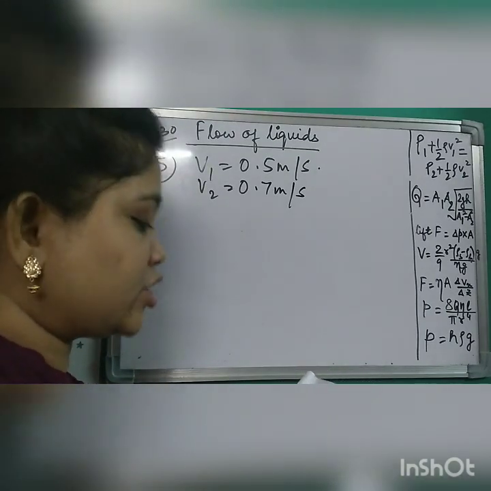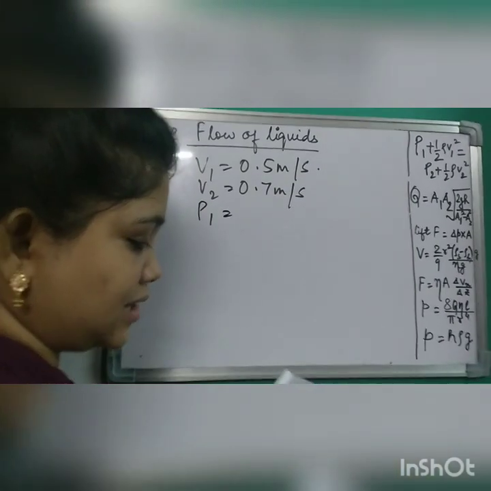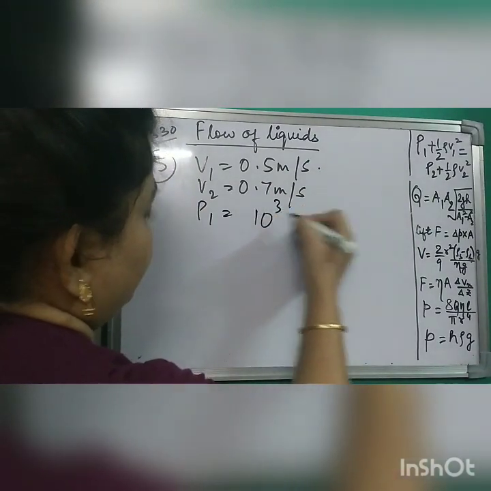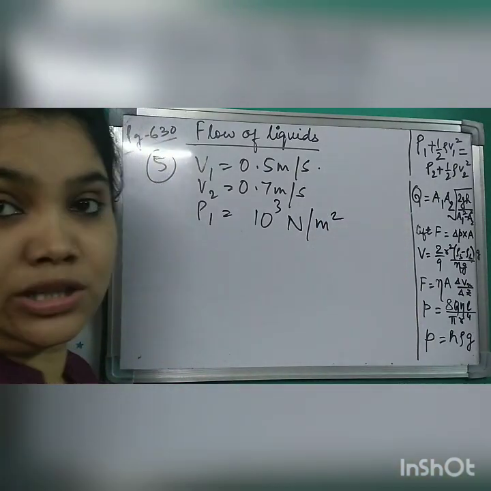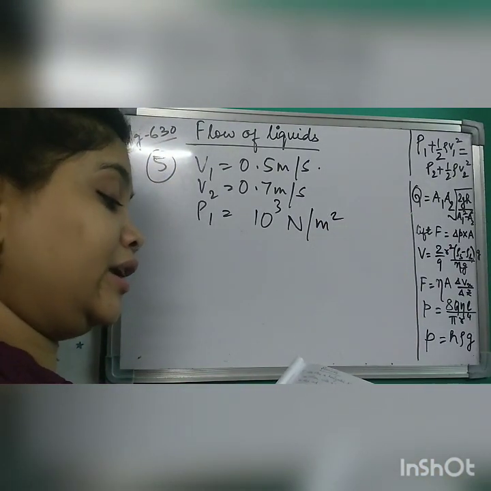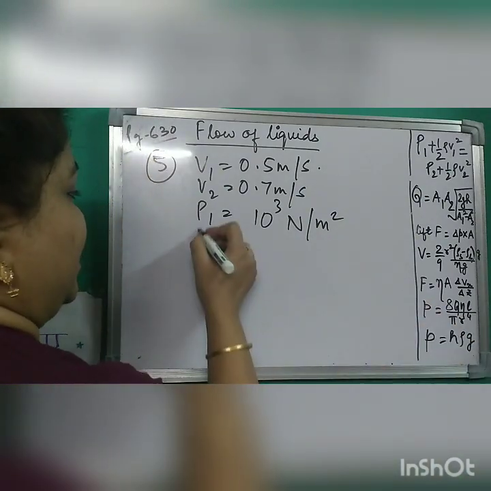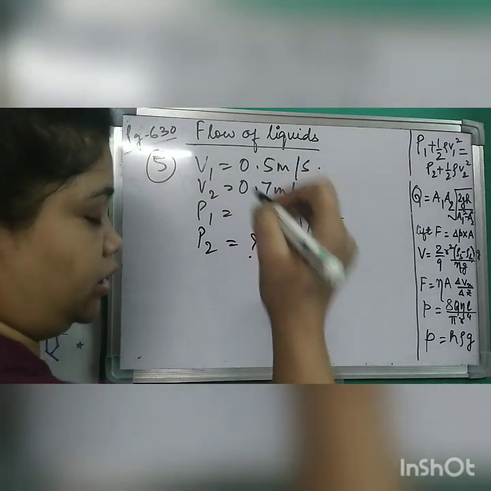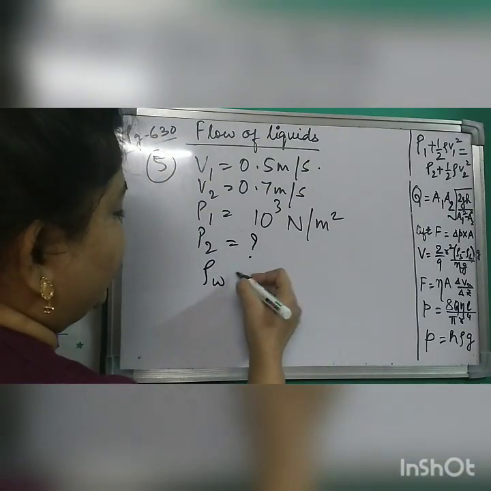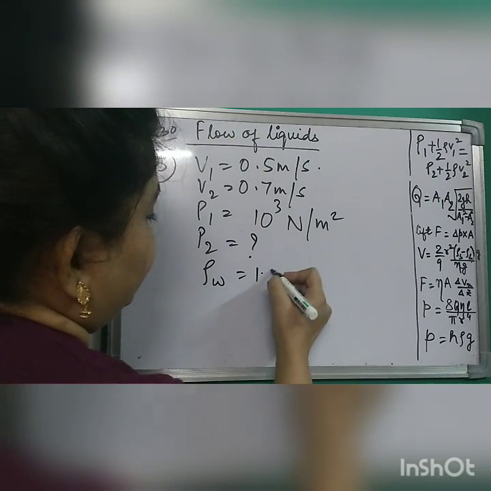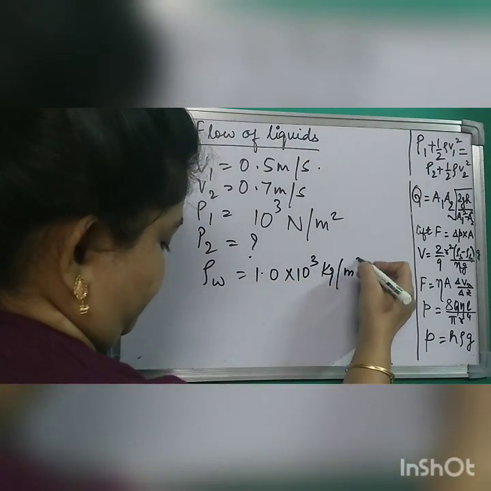The pressure of water at the first end, that means P1, is given as 10 to the power of 3 Newton per meter square. All the units are given in proper SI units. Calculate the pressure at the other end, that means you are asked to calculate P2. What are the other quantities given? The density rho of water is 1 into 10 to the power of 3 kg per meter cube.